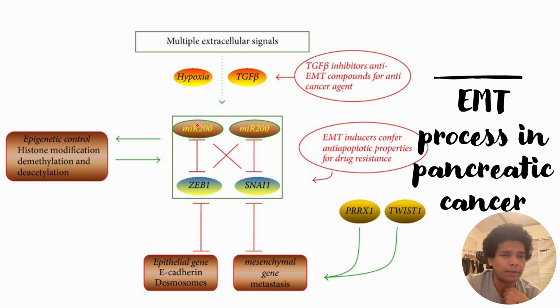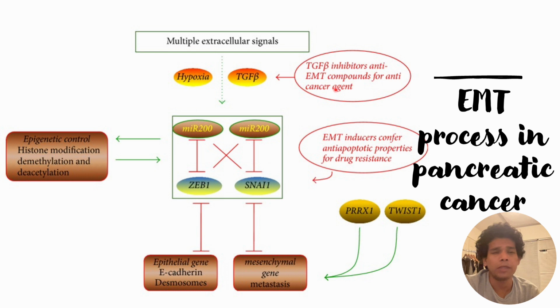And apart from that, microRNA 200 also regulates ZEB1 and SNAIL1, which helps in controlling the epithelial genes and the mesenchymal genes, or metastasis. Simultaneously, PRRX1 and TWIST1 also, to some extent, promote EMT. And the inherent condition present in almost all tumors, hypoxia, will also promote EMT.